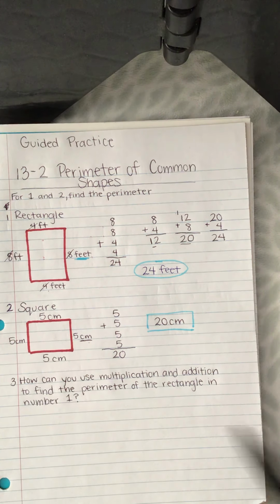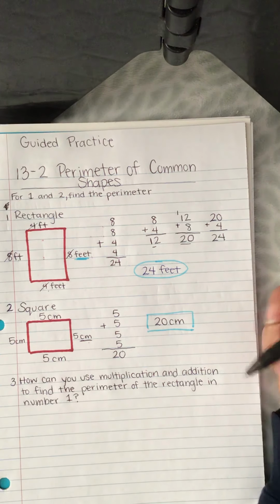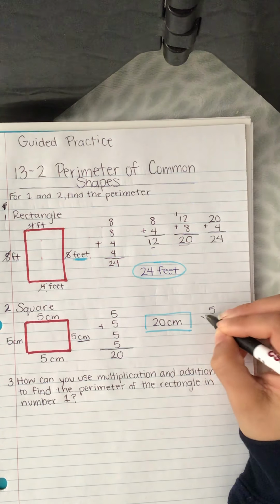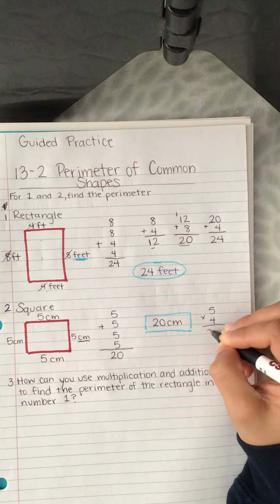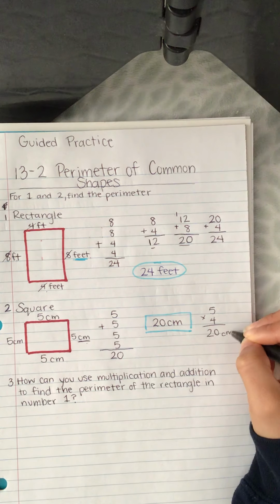Another way that you can answer this one is you have 4 sides. You can just do 5 times 4. And that also gives you 20 centimeters.